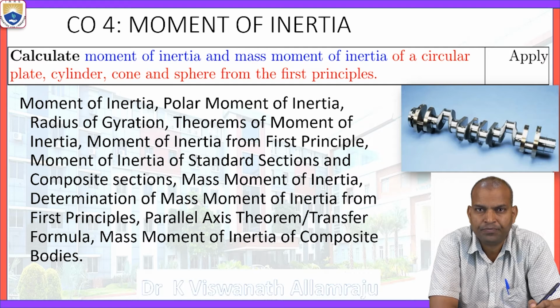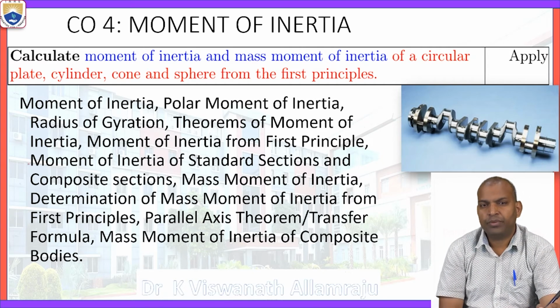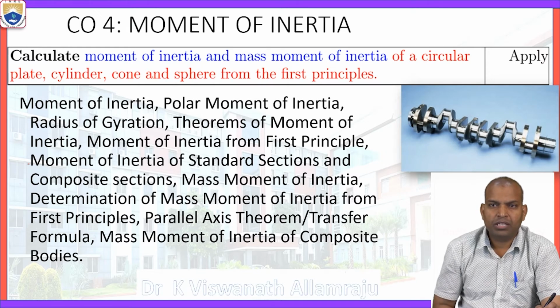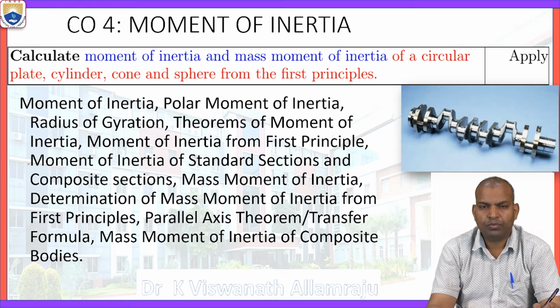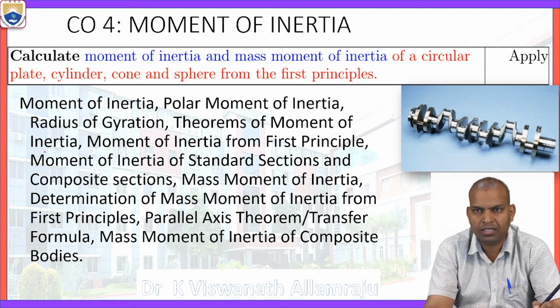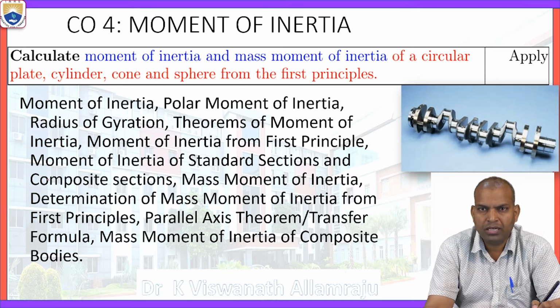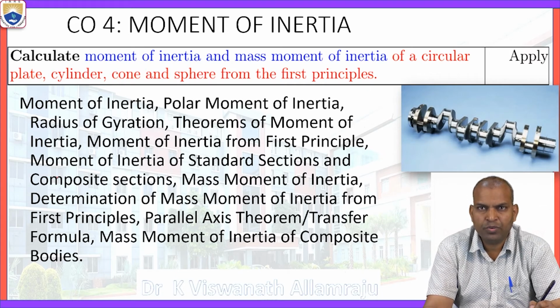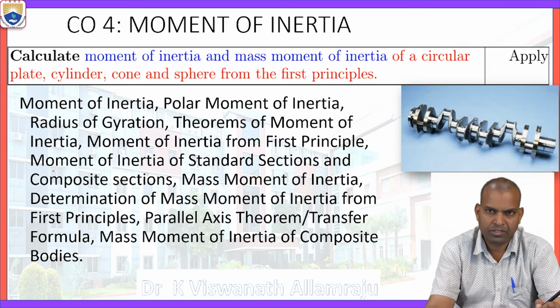Under that we are going to study the moment of inertia called area moment of inertia. Here the moment of inertia means only the area moment of inertia. We are not going to study the mass moment of inertia. So the area moment of inertia and also polar moment of inertia, radius of gyration, parallel axis theorem and perpendicular axis theorem, and mass moment of inertia are mentioned. The moment of inertia has two types: area moment of inertia and mass moment of inertia.